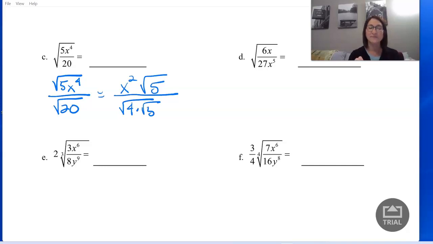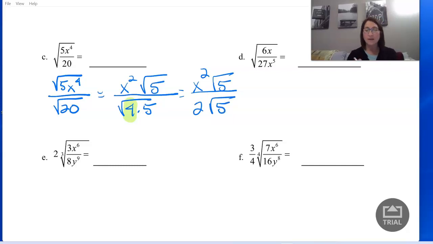In the denominator, I'm going to have the square root of 4 times 5. Well, the square root of 4 is 2. So I can think of this as x squared square root of 5 over 2 square root of 5. My square roots of 5 simplify, so I end up with x squared over 2.